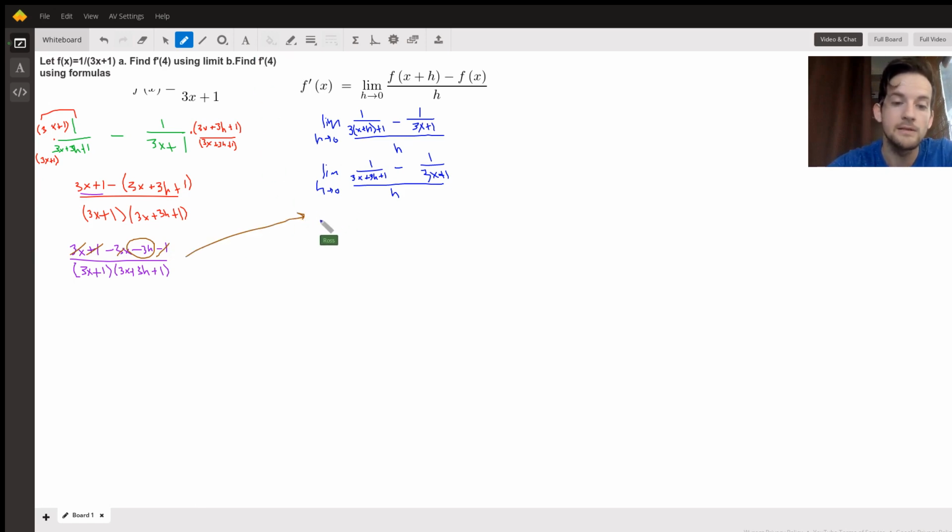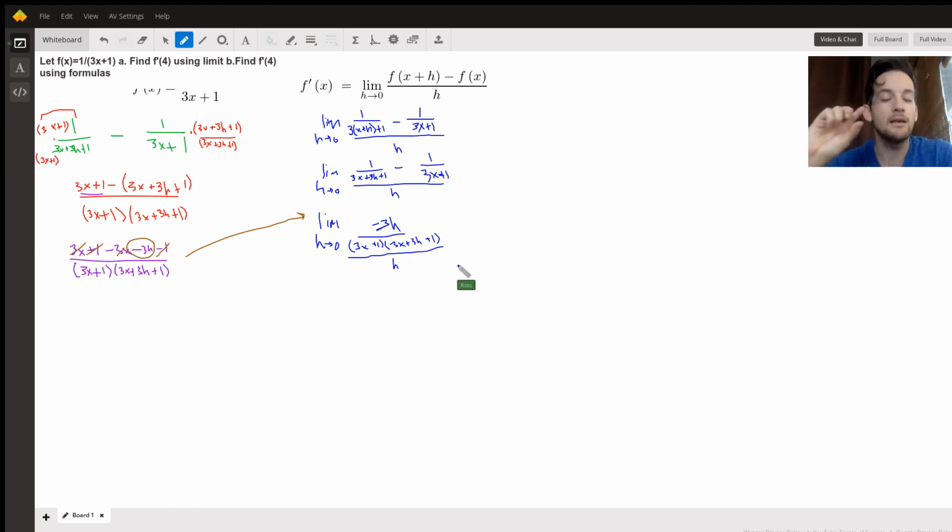And so what we have is the limit as h approaches 0 of negative 3h divided by all of that crazy denominator, 3x plus 1 times 3x plus 3h plus 1. And then don't forget that all needs to get divided by h because of our limit.